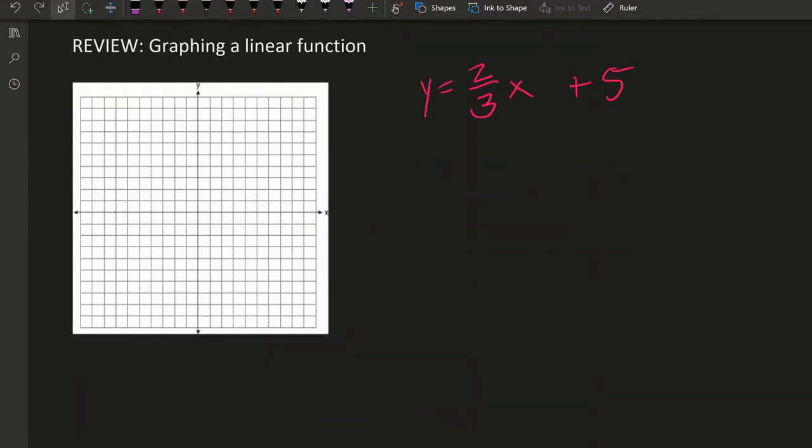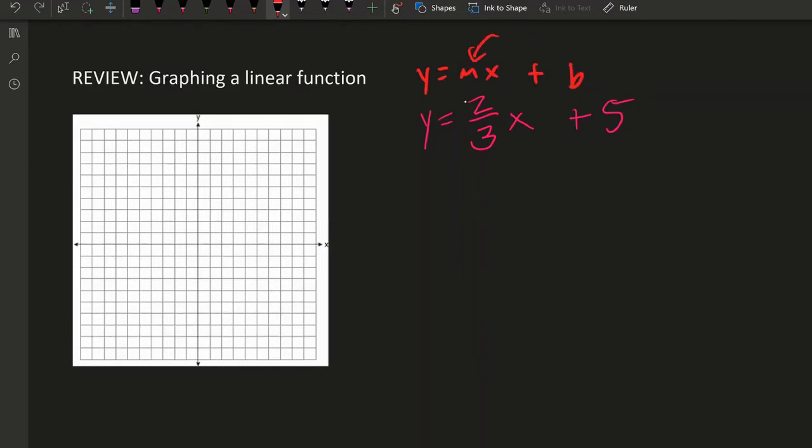Now, graphing a linear function, we have to remember that the equation for a linear function is y equals mx plus b, where m is the slope, which we remember is rise over run.